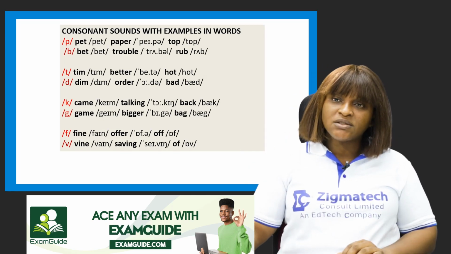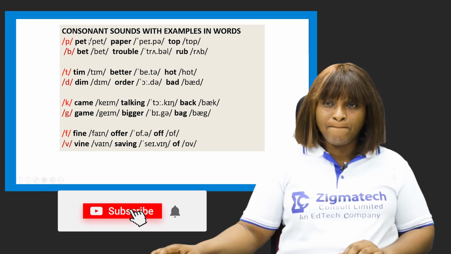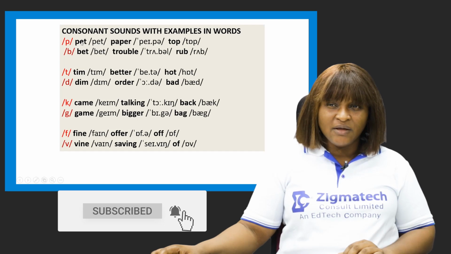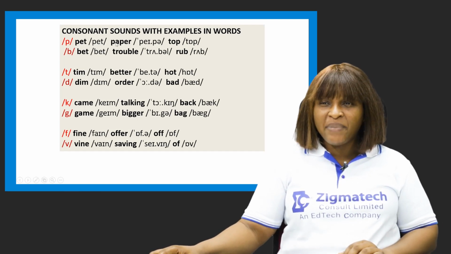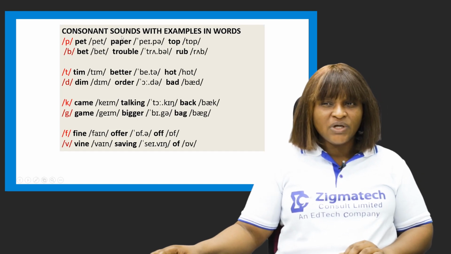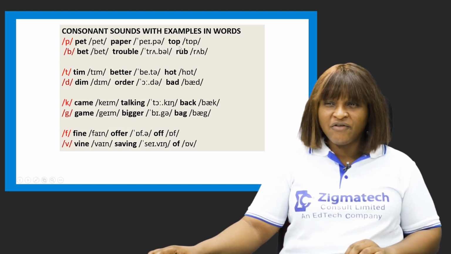Now this is the sound /p/, and in this sound we have pet, where the sound is seen at the first letter of the word. Then we have paper, where we have it at the initial stage and at the middle stage. Then we have top, which has it at the final stage.